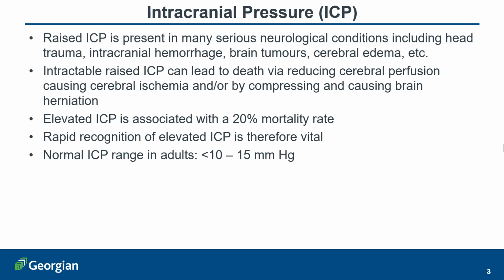An elevated or raised ICP is associated with a 20% mortality rate, so that's extremely high. Consequently, identifying quickly the clinical manifestations of a raised ICP is absolutely essential for a nurse. It is vital in terms of being able to identify it and then providing adequate treatment in order to reduce the ICP. Otherwise, what's going to happen? Cerebral ischemia will occur due to a decrease in cerebral perfusion, and in addition, there's a risk of brain herniation. By the way, the normal ICP range in adults is between 10 to 15, really should be slightly less than 10 to 15 millimeters of mercury.